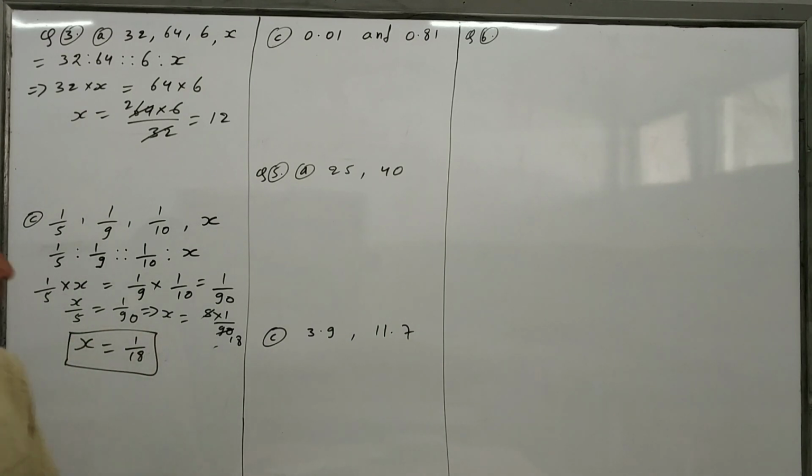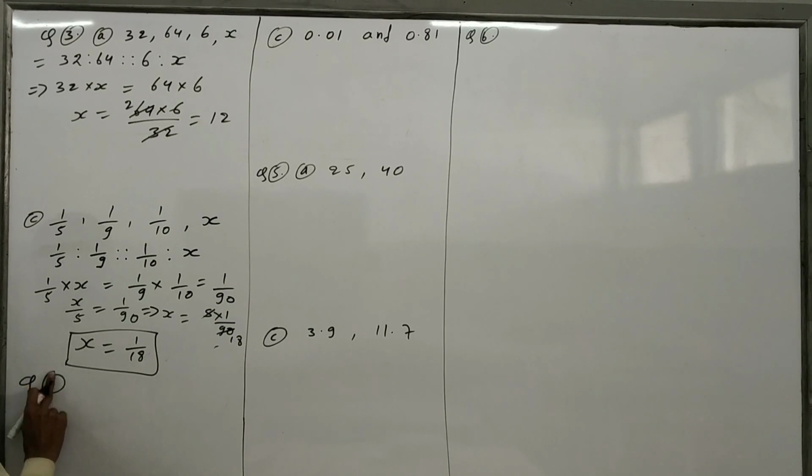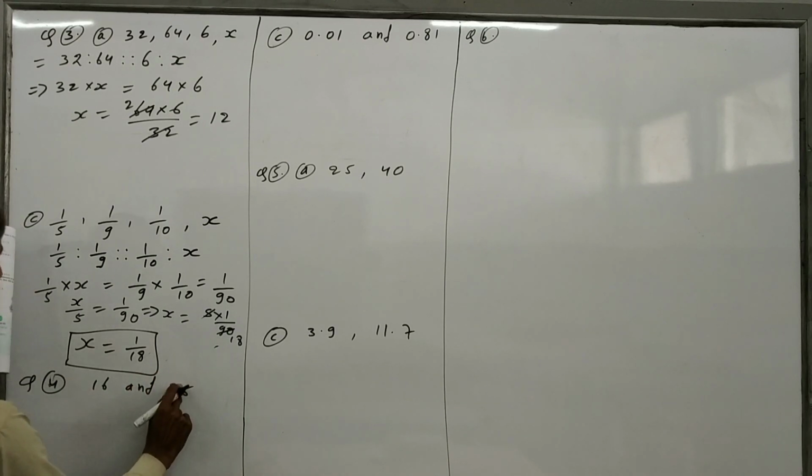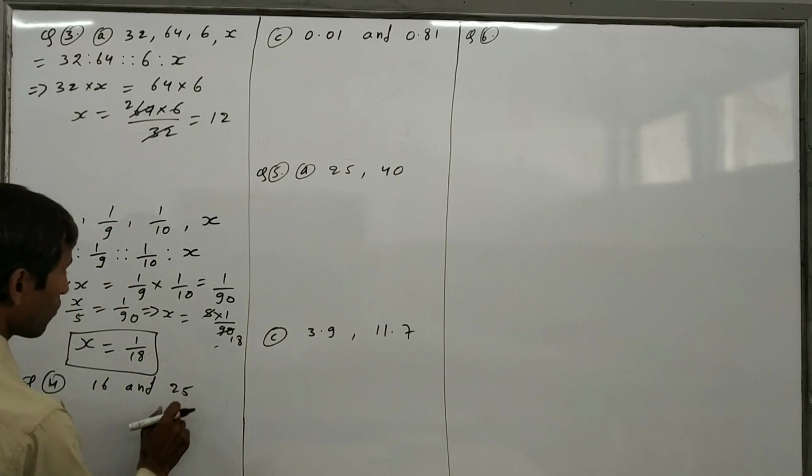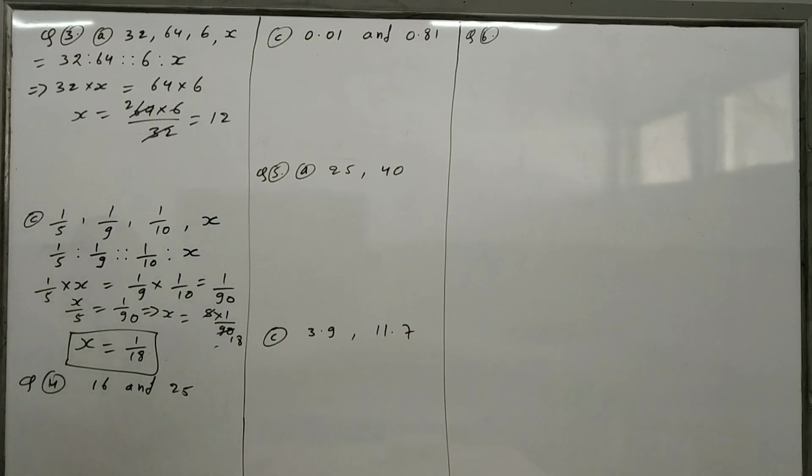Now read question number 4. In question number 4, the first part is given. What is it asking? 16 and 25 are given, and we have to find the mean proportional between these. Here only 2 terms are given, so we have to find the mean term.